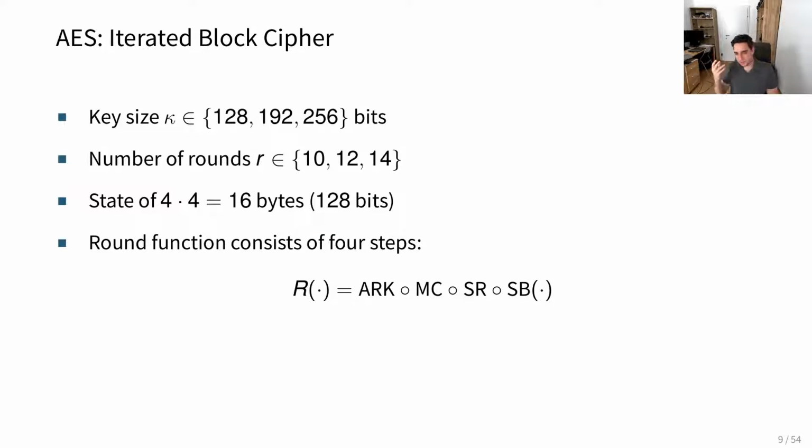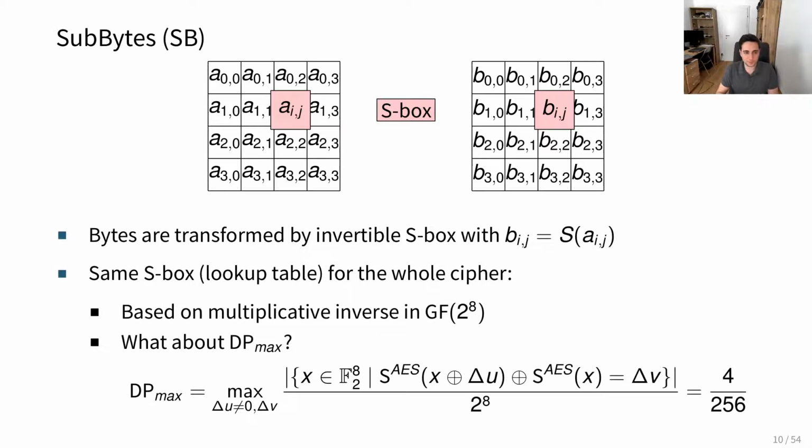And now let me come to the AES again. So let's recap about the AES, and we will see how the AES actually does this. You should already know the AES is an iterated block cipher. It has some possible key sizes, some possible number of rounds, and a state of 16 bytes. The round function essentially consists of 4 steps. We first do the substitution layer, the SubBytes, then the ShiftRows, then the MixColumns matrix, and then we add the round key. So this is essentially how the AES round works.